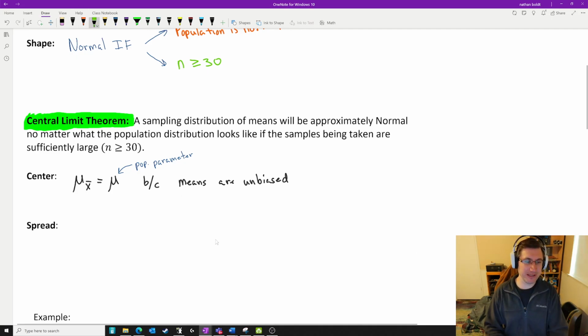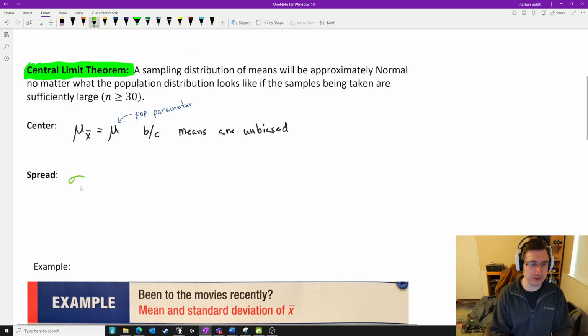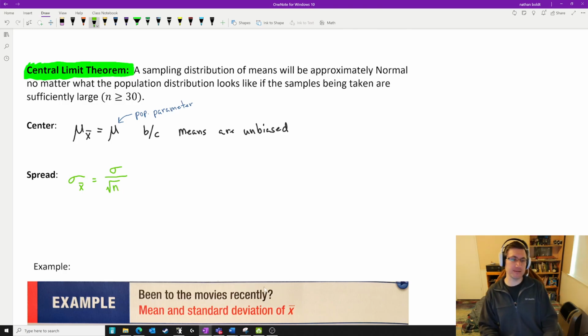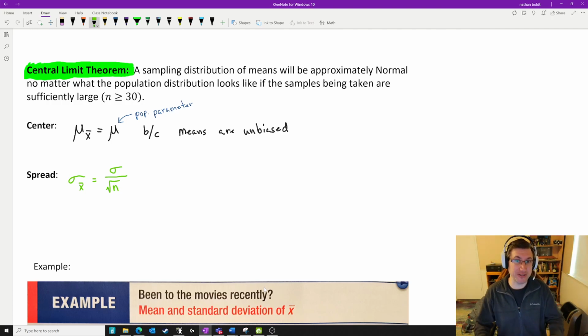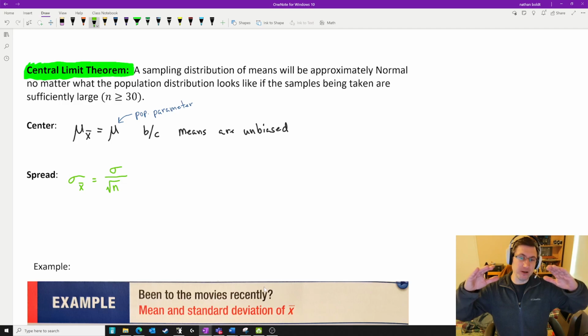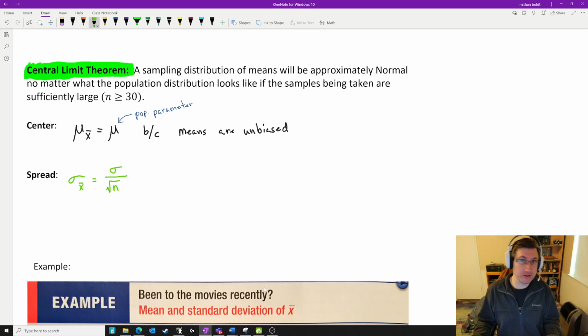And for spread, the last one, the standard deviation of all the x bars will be equal to the standard deviation of the population divided by the square root of the sample size. Variability will shrink. Your normal model will get narrower the bigger your sample is. If you take a larger and larger sample, there's much less variability. The average will get closer to the true average. All right, those are the main points of a sampling distribution. Let's put it into practice with a few problems.